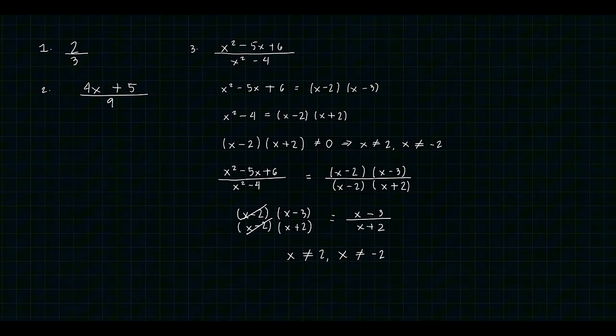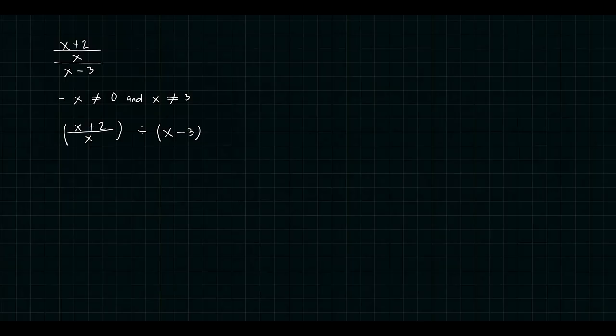Last problem, let us simplify the complex algebraic fraction: the quantity x plus 2 over x, all over the quantity x minus 3. We begin by stating the restriction. The denominator contains x, so x must not be equal to 0. We are also dividing by the expression x minus 3, so x must not be equal to 3.